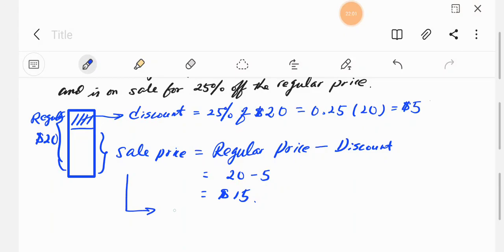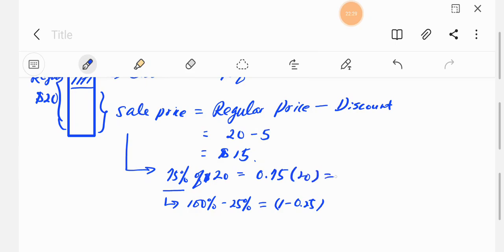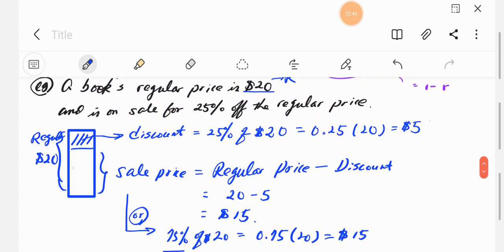Or the sale price is 75% of the regular price, $20, right? How did you get 75%? That is 100% minus 25%, which is 1 minus 0.25, right? So this one is equal to 0.75 times 20, which is 15. Same thing. So it's really important to draw a diagram like this so that you can find equations related to this.